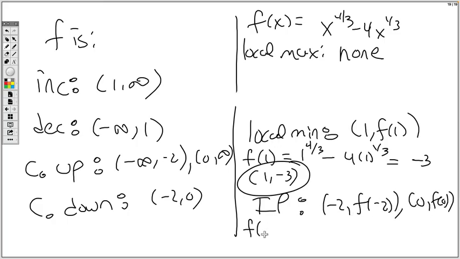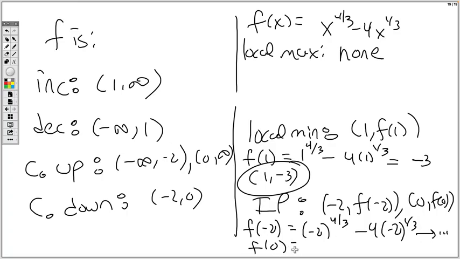All right, so if I plug -2 in, I get -2 to the 4/3 power minus 4 times -2 to the 1/3 power. So we're going to go on to the next slide and simplify that. Let's plug the 0 in though. I got 0 to the 4/3 minus 4 times 0 to the 1/3. 0 to any positive power is what? 0. So that's one of the inflection points, 0, 0.